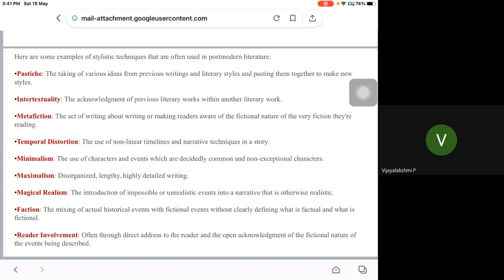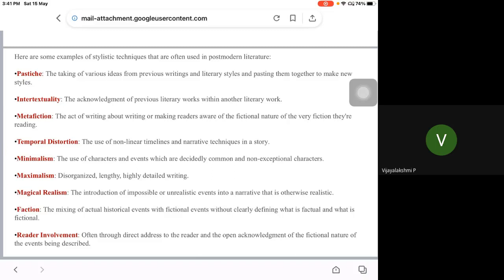These heroes or central characters do not have any superhuman abilities. They're just non-exceptional characters. They're just ordinary people. So this can be said to be a use of a minimalistic tendency to depict characters as very common, very normal, very ordinary. Even the events are very ordinary. And then on the other end of the spectrum, we have maximalism, disorganized, lengthy, and highly detailed writing. So they employed all of these things, minimalism and maximalism, and also magical realism.